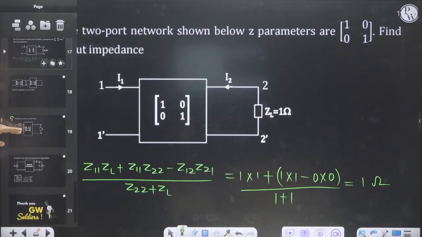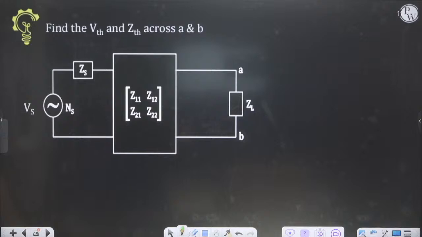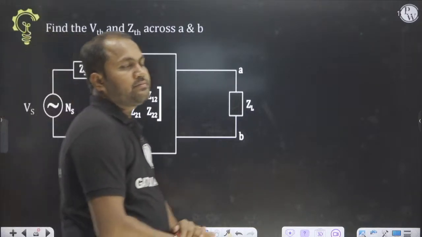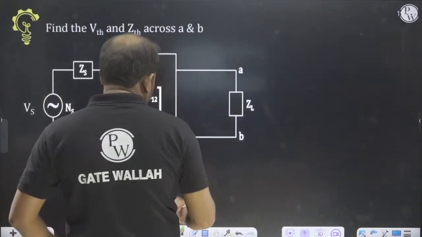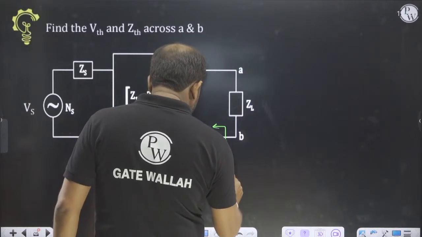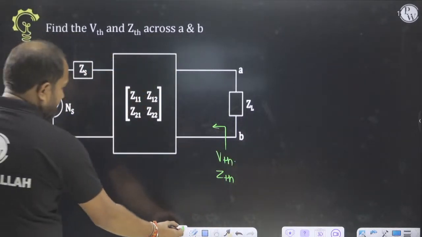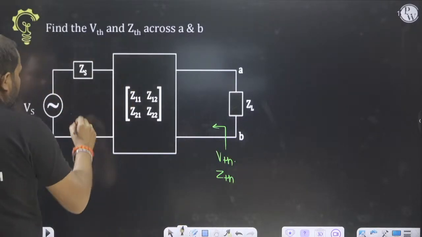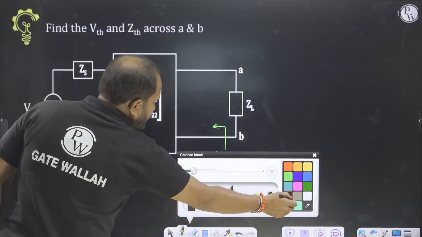Then one question regarding VTH. This is a VTH type question: VTH and ZTH. First of all I have to find out VTH and ZTH. This is VS. We have to find out VTH and ZTH.